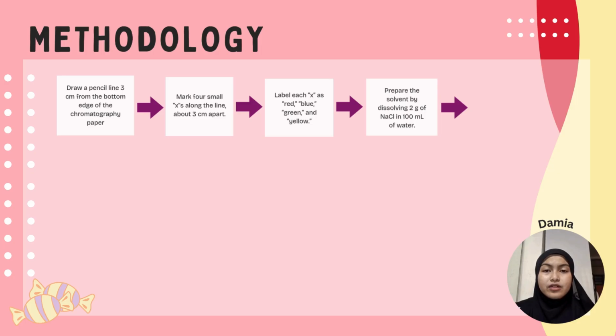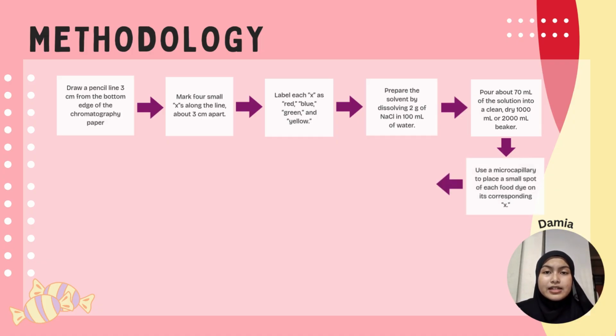Prepare the solvent by dissolving 2 grams of sodium chloride in 100 milliliters of water. Then, pour about 70 milliliters of this solution into a clean beaker, either 1000 or 2000 milliliters in size. Using a microcapillary, place a small spot of each food dye on its corresponding X. Attach the top of the chromatography paper to a clamp and stand.